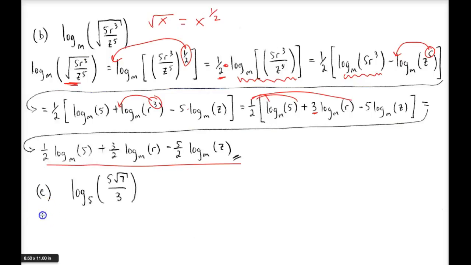All right, so for example C, we're going to do something similar. We're going to start off by noting that since we have log base 5 of something divided by something else, we're going to use property 6 to rewrite.